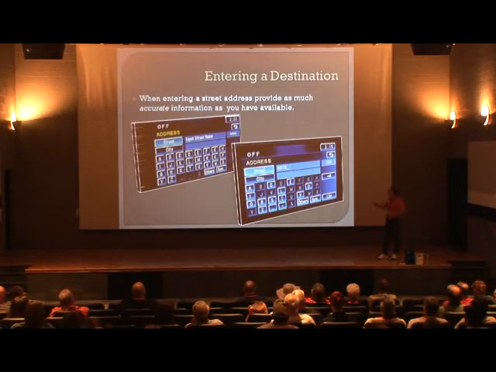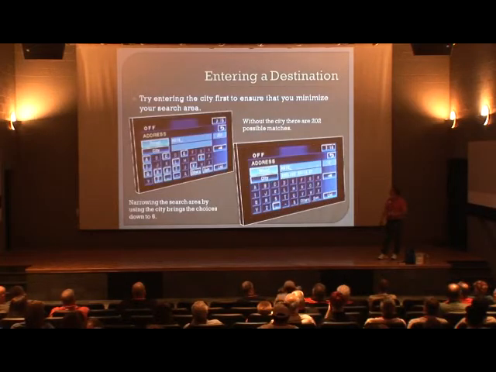So when you're trying to get to Main Street, here we've entered in Main Street, and within this database, this geographic region that the GPS was set up for, there are 202 Main Streets available. However, if I put in Bowling Green first and say I want to find Main Street, it's narrowed it down to 6.